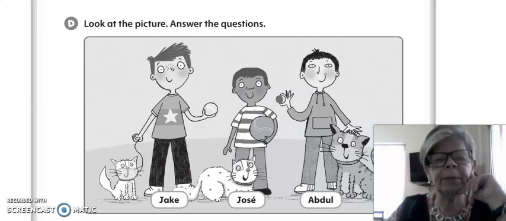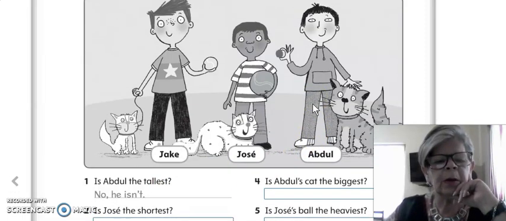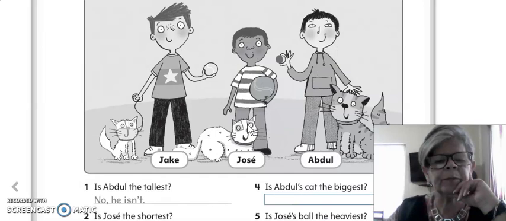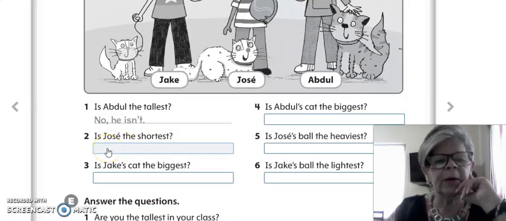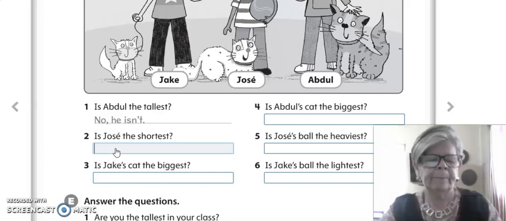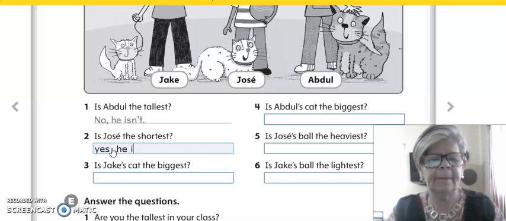Okay, look at the picture. Answer the questions. Number one. Is Abdul the tallest? Look, Abdul. No, he isn't. Number two. Is Jose the shortest? Look at Jose. Is Jose the shortest? Write your short answer, my kids. Yes, he is.